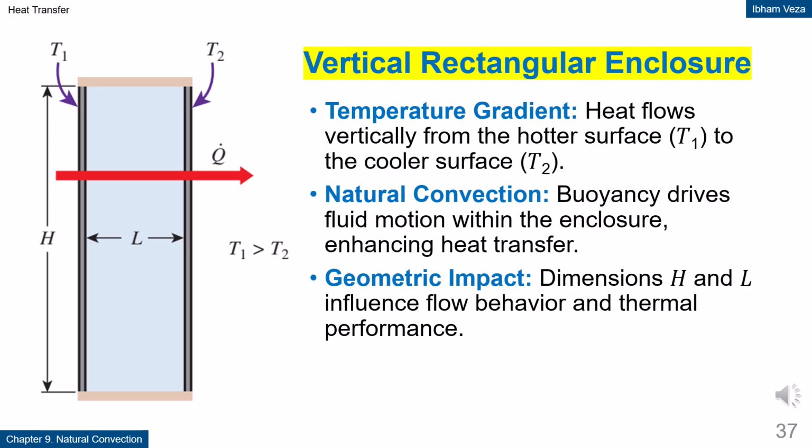Vertical rectangular enclosure. In a vertical configuration, heat flows laterally from the hot wall to the cold wall. Buoyancy drives the fluid upward near the hot wall and downward near the cold wall. This circulation enhances heat transfer compared to pure conduction. The dimensions H and L determine how strong the circulation becomes. This system is often used as a model for double-pane windows.